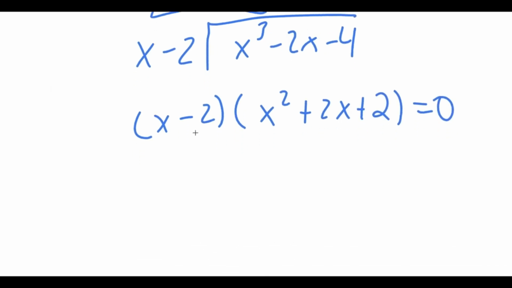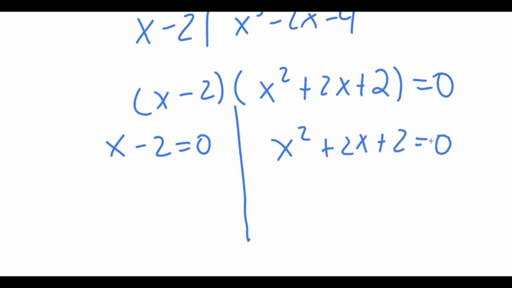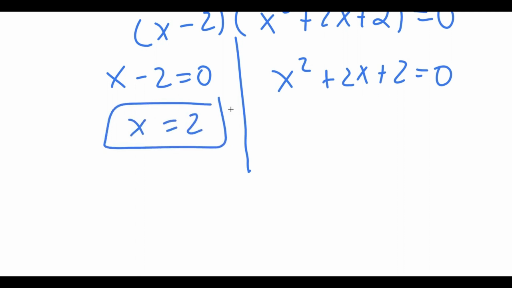is equal to 0. So now this gives me two equations. I have x minus 2 is equal to 0, and I have x squared plus 2x plus 2 is equal to 0. So for x minus 2 equals 0, x is obviously equal to 2. And for x squared plus 2x plus 2 equals 0, I can use the quadratic formula.